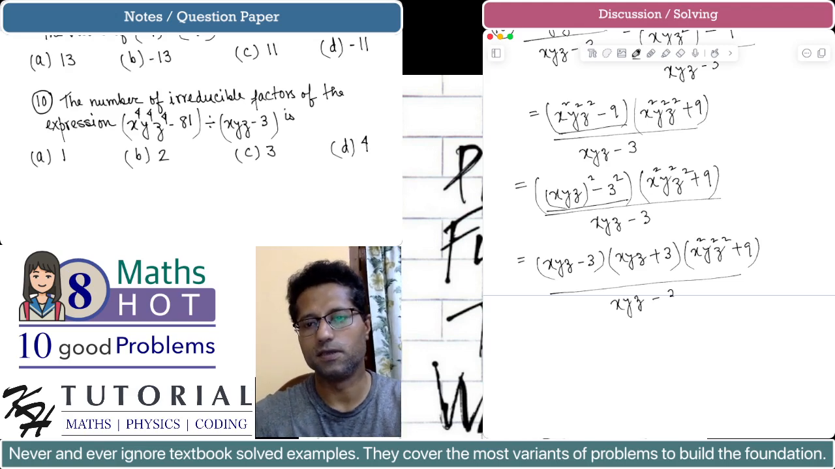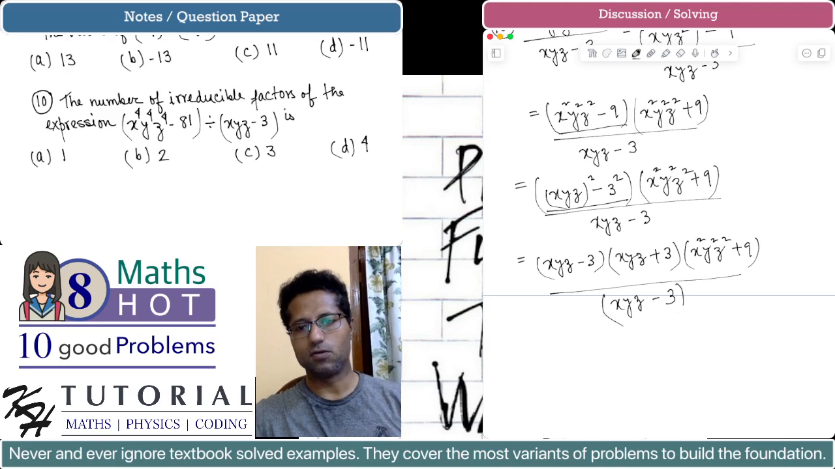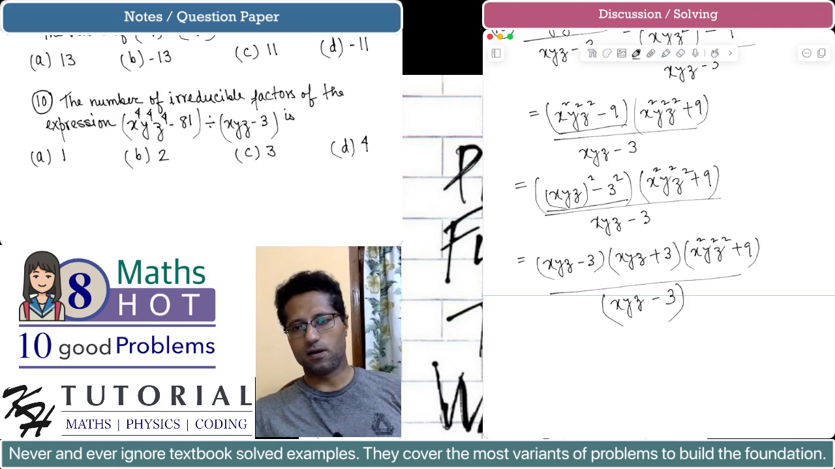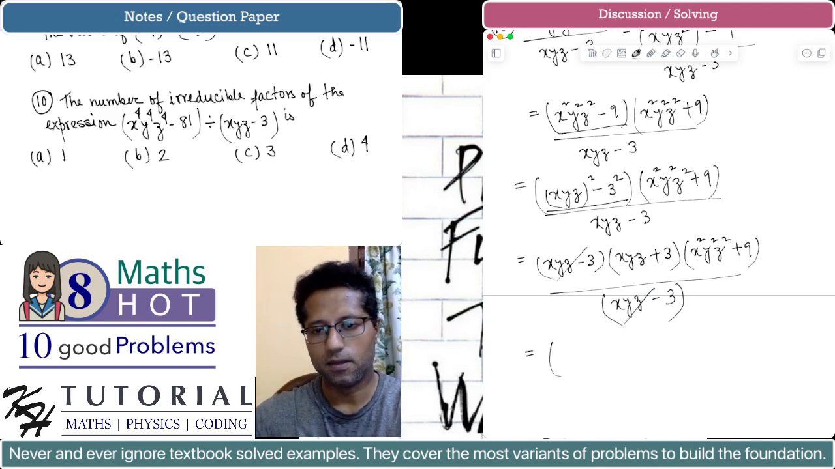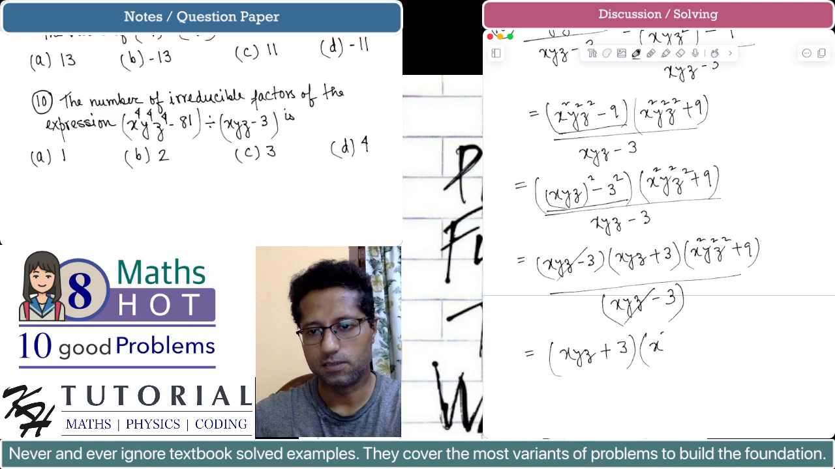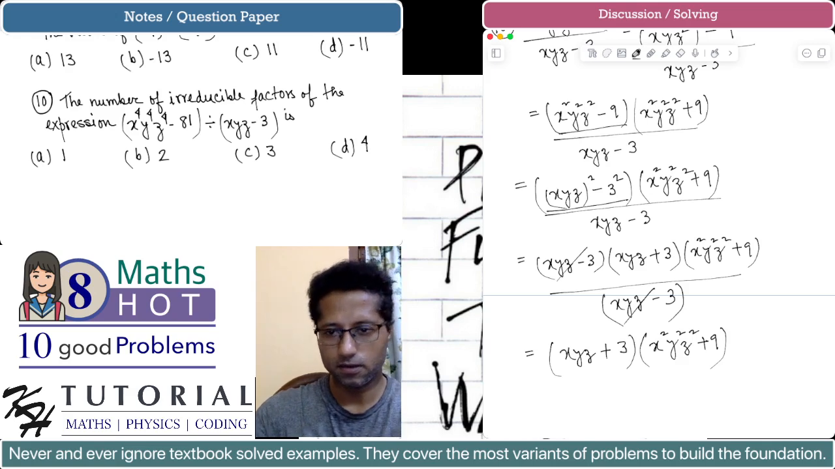So we can cancel out xyz minus 3 from both the numerator and the denominator, and we are left with xyz plus 3 multiplied by x square y square z square plus 9. So clearly we can see there are two factors.